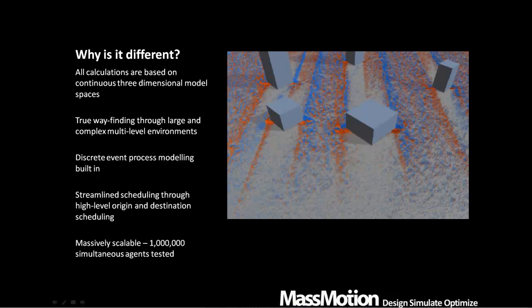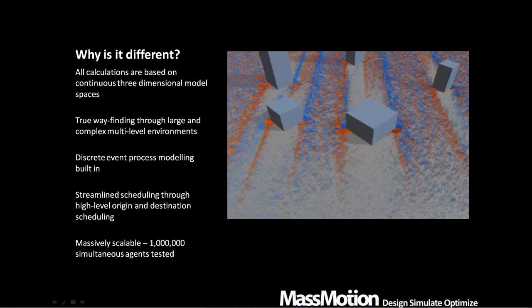It also has discrete event process modeling built in, which means you can get the agents to do particular tasks. At a railway station, some might have to go and buy a ticket. Airports, process modeling is crucial to airports. You've got to do all the check-in processing, security processing, and so on.